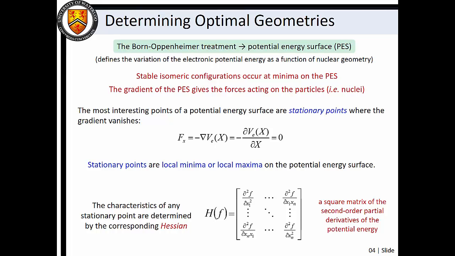Stable nuclear configurations occur at local minima on molecular potential energy surfaces. These are locations where the gradient of the surface is zero and the forces acting on the nuclei vanish. One can find these stationary points by searching for configurations of nuclei where the first derivative of the potential is zero and the second derivative is positive. A negative second derivative is indicative of a local maximum in the associated coordinate. This occurs for transition states and higher order saddle points.